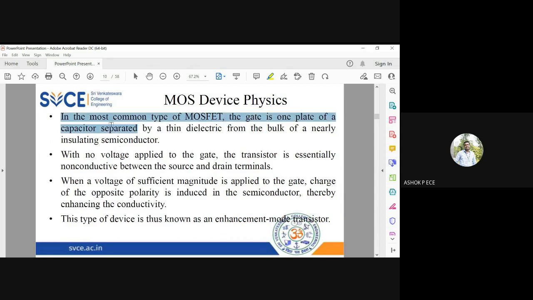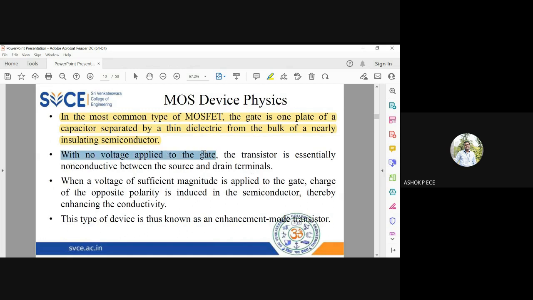The gate is an insulating layer and it is one plate of a capacitor. So, metal oxide semiconductor: on top you have the metal, below that you have a dielectric, and below that you have a semiconductor. The dielectric is going to be SiO2. The metal is one plate of the capacitor, below that you have the dielectric SiO2, and below that the semiconductor. That's why the name metal oxide semiconductor field effect transistor.